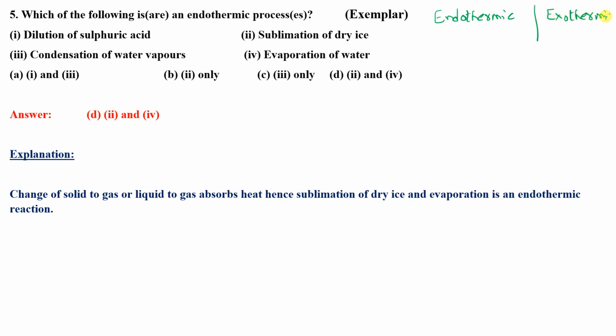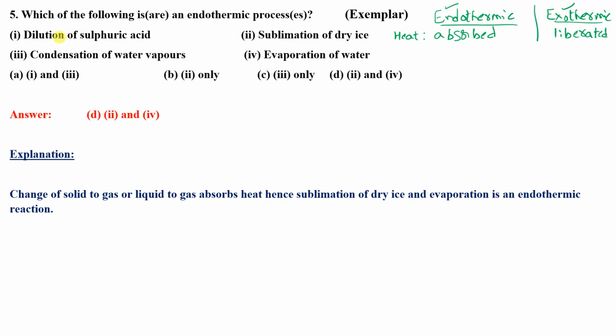Endothermic reactions are the reactions in which heat is absorbed. If heat is absorbed, that is called endothermic. If heat is liberated, that is called exothermic. Heat comes out of the system. If a reaction gives out heat, that is called exothermic. Exit, coming out. If a chemical reaction takes heat, that is called endo, coming inside. In that sense, it is endothermic.